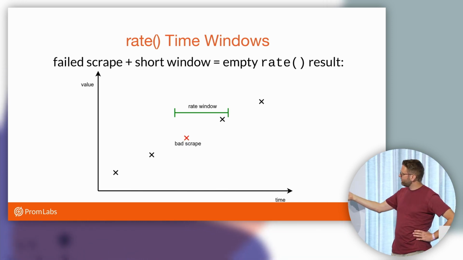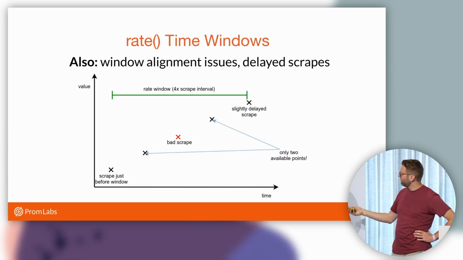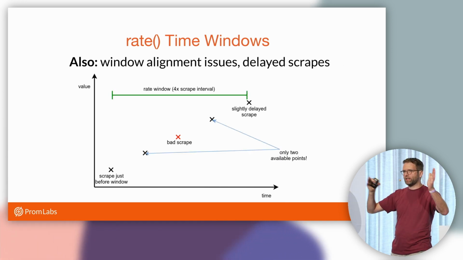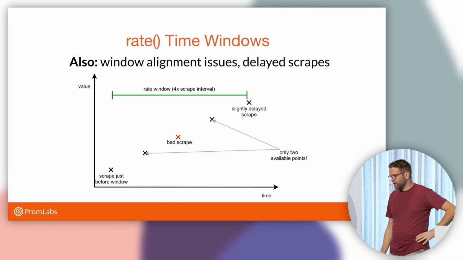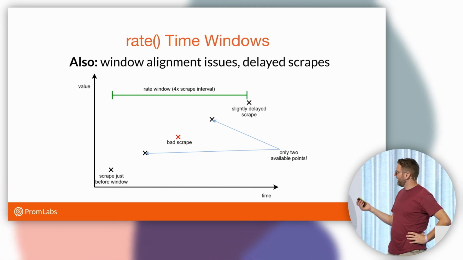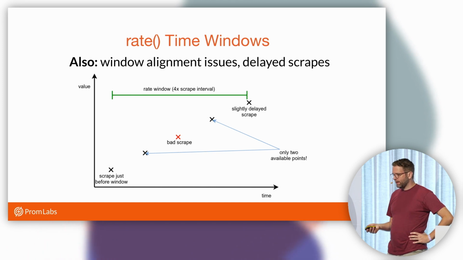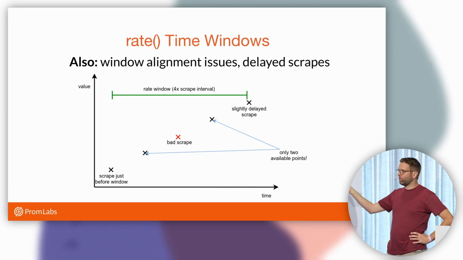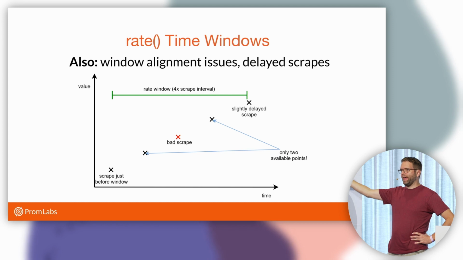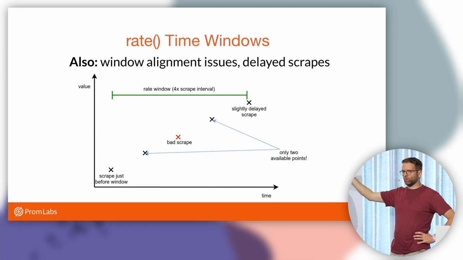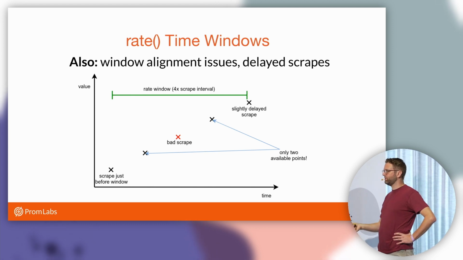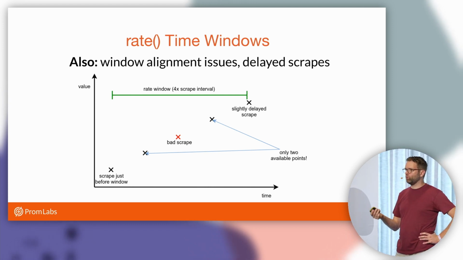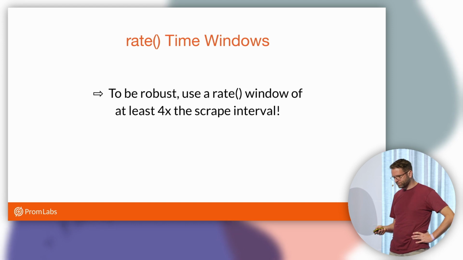And you can always have a brief bad scrape, or even be a bit unlucky with the actual rate window alignment compared to the underlying physical samples. So to be really robust against those situations, I would recommend having at least 4 times your scrape interval as the actual window that you're using. So if you're scraping every 15 seconds, for example, use a rate window of at least 1 minute to be robust.